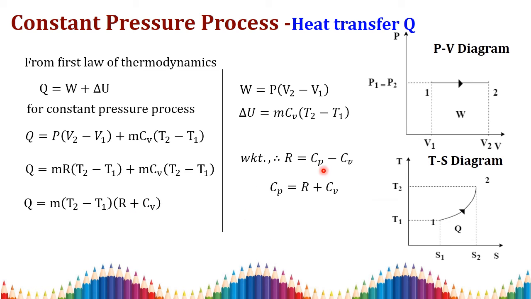According to the characteristic gas constant, R is equal to the difference between the specific heat capacities, that is Cp minus Cv. So we can write R plus Cv, which is equal to Cp. Just replace the Cp in this equation. Your final heat transfer for the constant pressure process is Q is equal to mCp into (T2 minus T1).